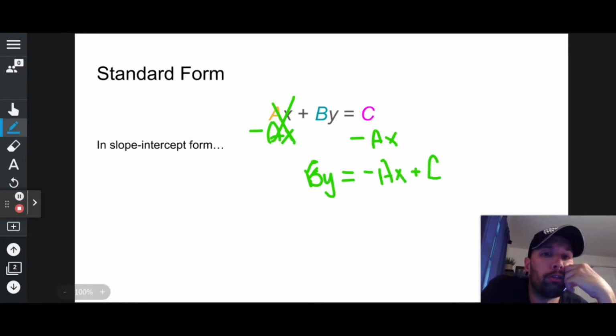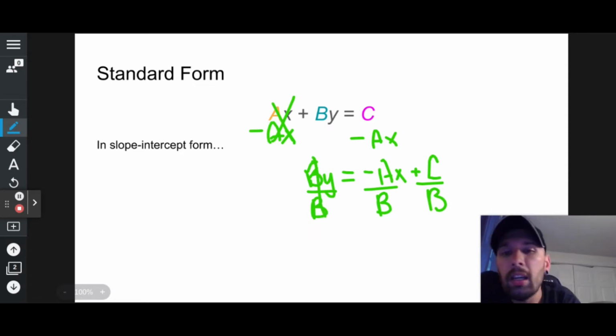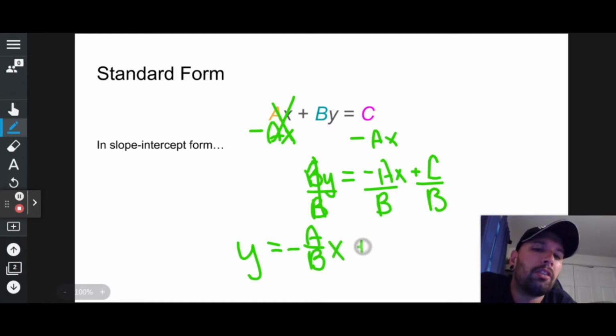Many of you might put, what about C minus Ax? Sure, but I want this to look like slope-intercept form. Is it slope-intercept form? It certainly is not. So what I'm going to do is divide both sides by B, which means you divide everything by B. And what that does is it tells us y equals, A and B don't combine, so I have negative A over B living in front of x plus C over B.